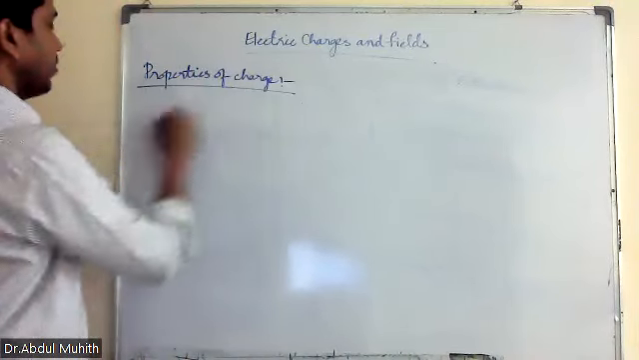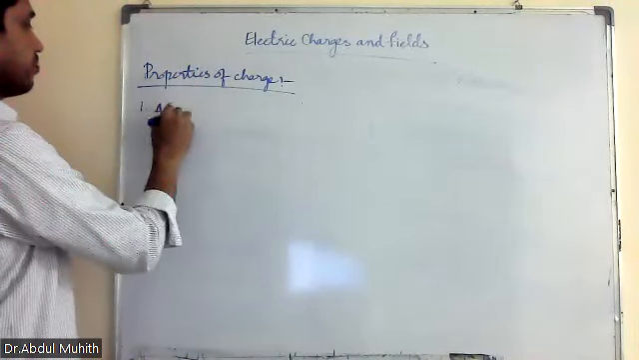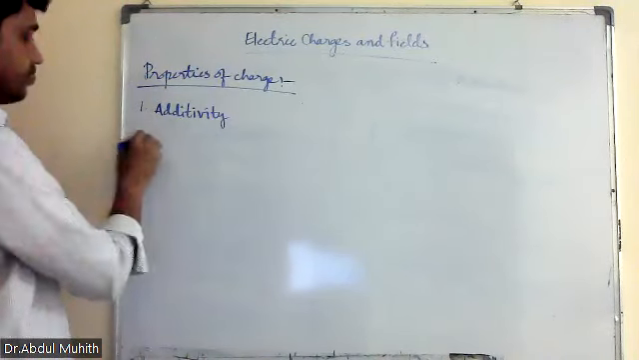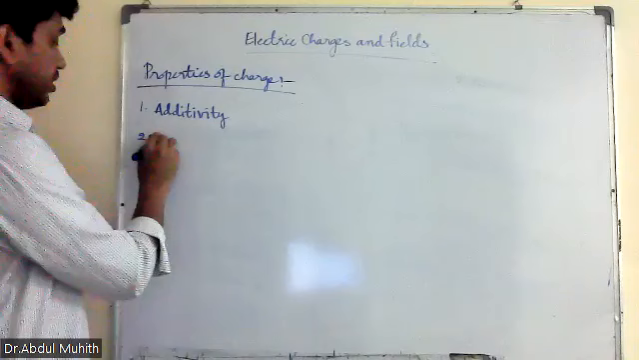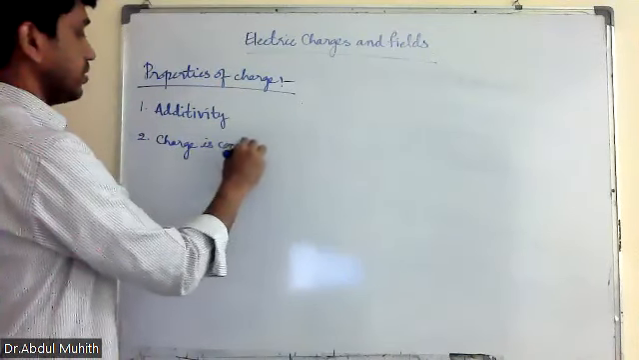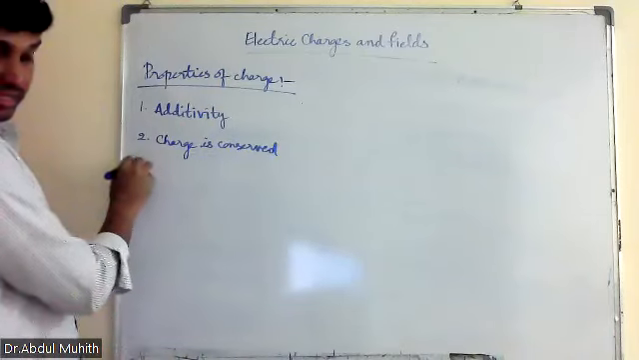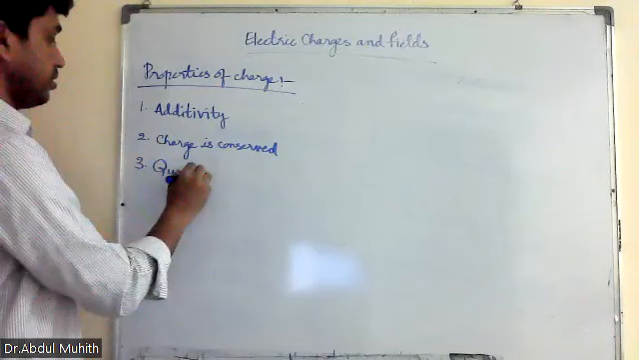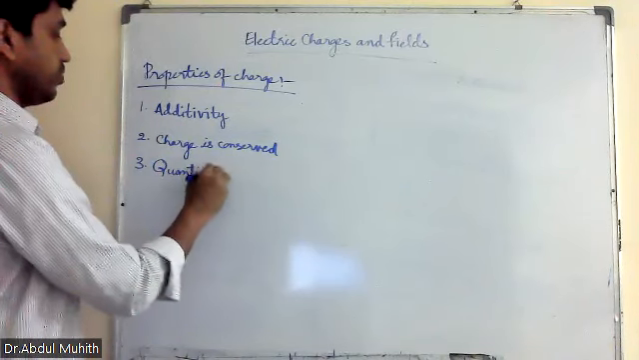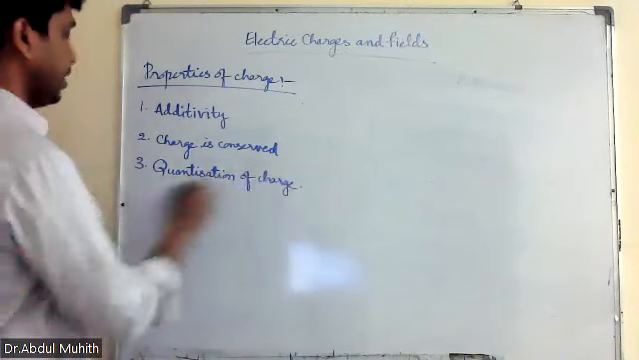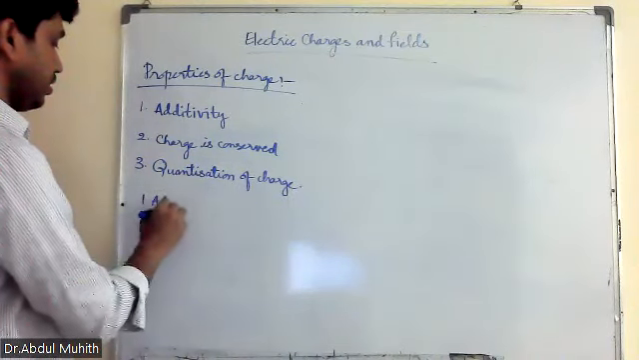So what are the properties of charge? The first is additivity. The second is that charge is conserved. The third is that charge is quantized, quantization of charge. We'll start with additivity.